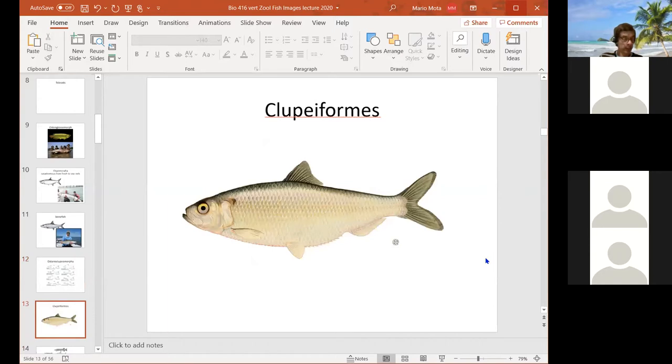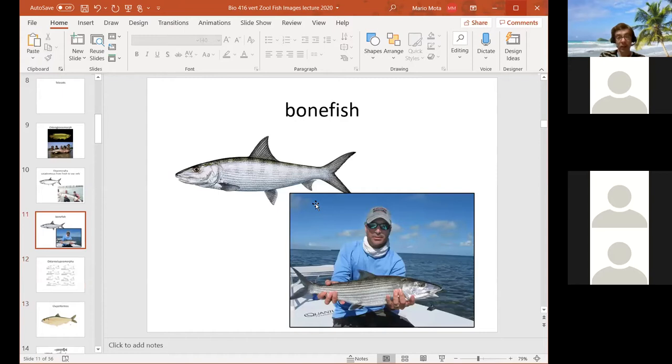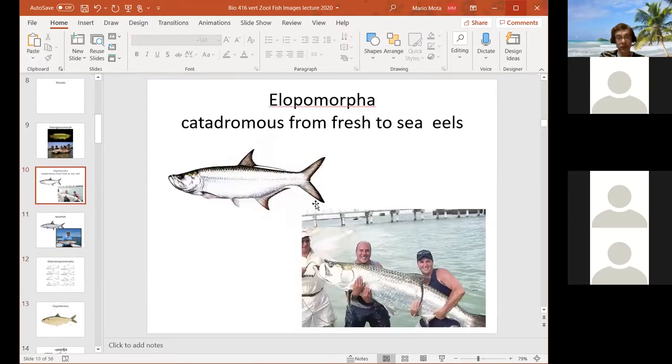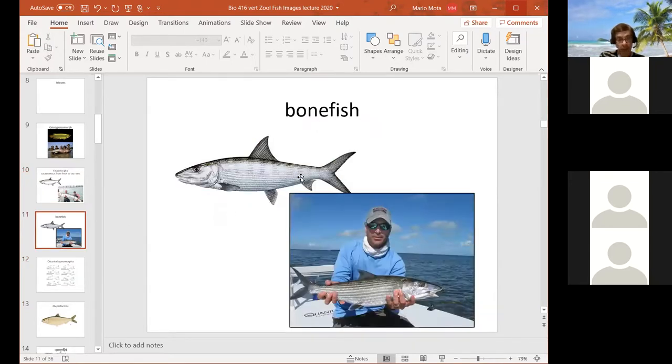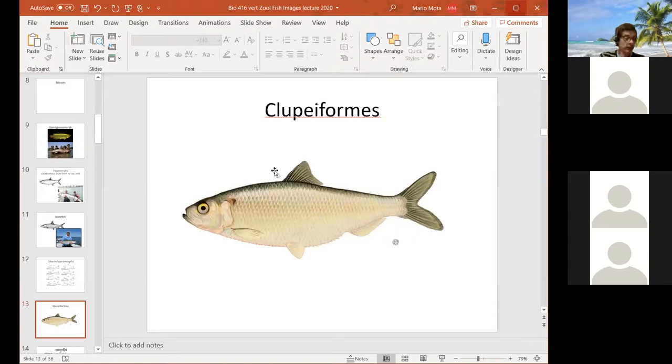The Clupeiformes. These are mostly plankton eating. They're the silvery schooling fish. Now, one thing to notice is they don't have the lateral line. They don't have that big line here. Let me go back. You can see on the tarpon, you see it right there. Bonefish, I don't know because there are so many lines there, but it will be right in this area. But the Clupeiformes don't have that.